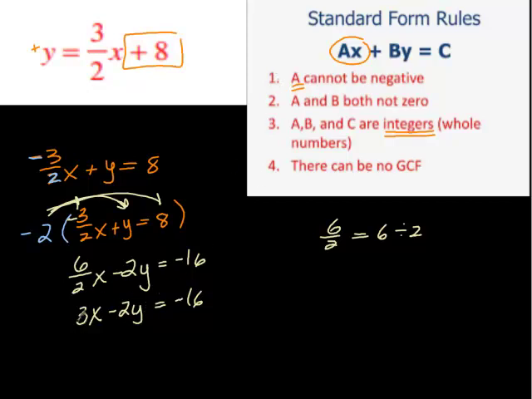And we can look here. It says that A can't be negative. It doesn't say that B can't be negative. It says A can't be negative, and this is not negative. This is positive, right? The rest of them are integers. Negative 2 is an integer, and negative 16 is an integer.